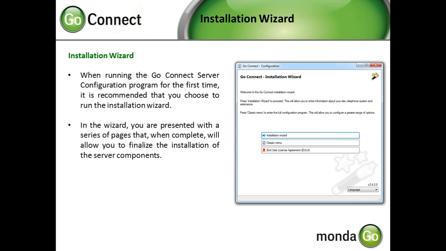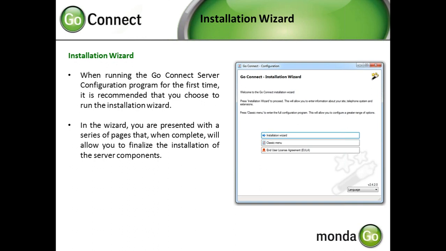I'll quickly talk through them, and then I'll open up my version of GoConnect and show you the screens in real life, and I'll very, very quickly configure my machine to connect to a demonstration PBX. So when you first install GoConnect server, you'll come up with this splash screen, which has two options on it, the installation wizard and the classic menu. As I explained, we're going to go to the installation wizard first. These are the minimum steps that you need to configure the GoConnect server.